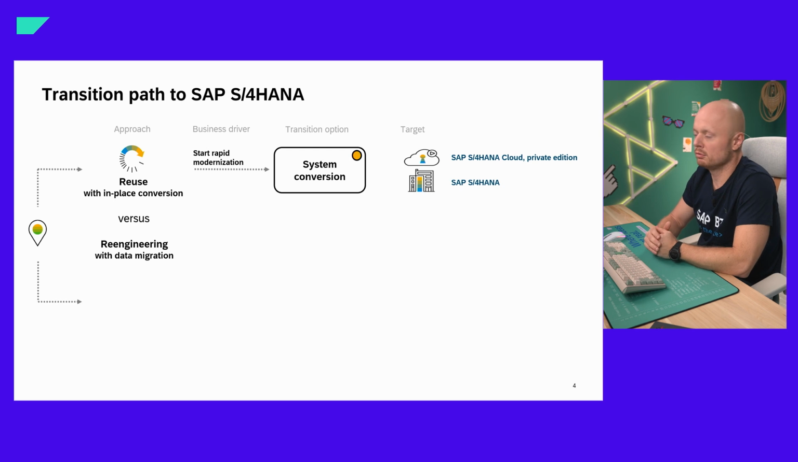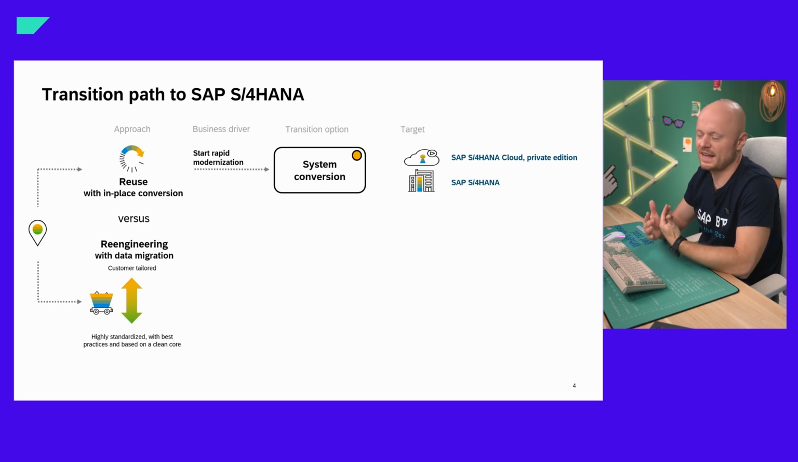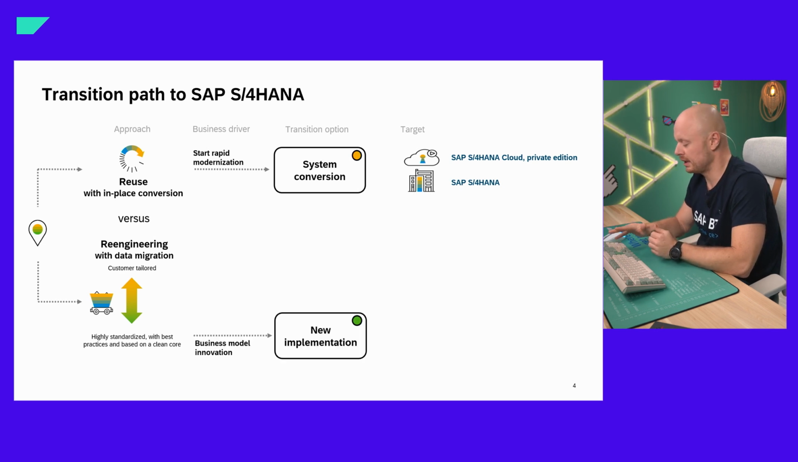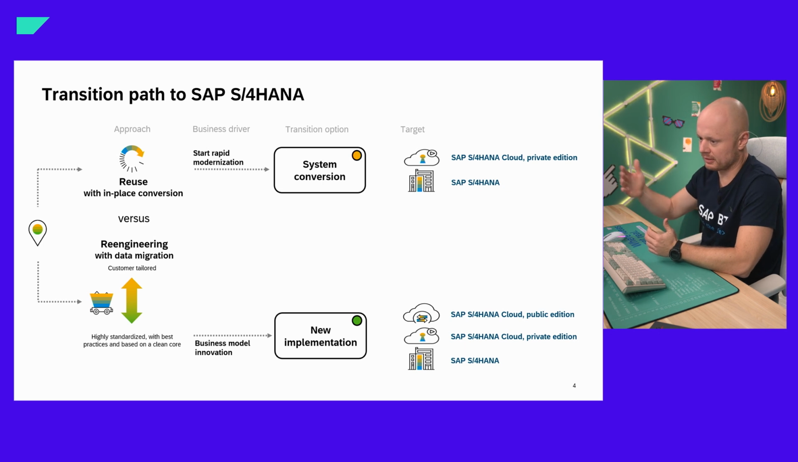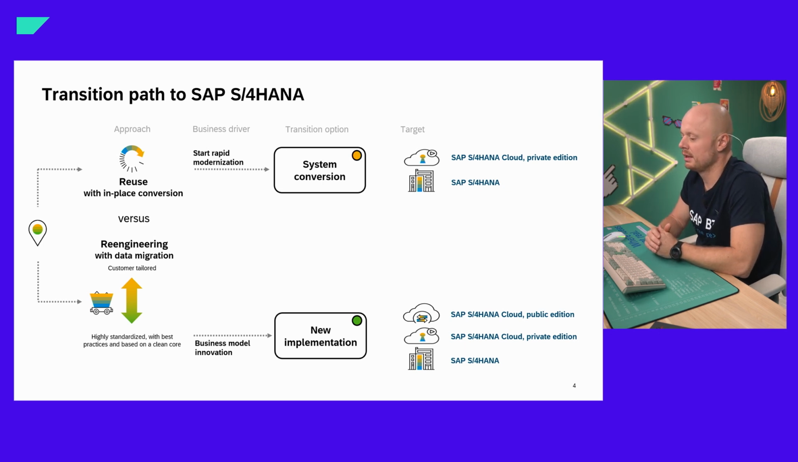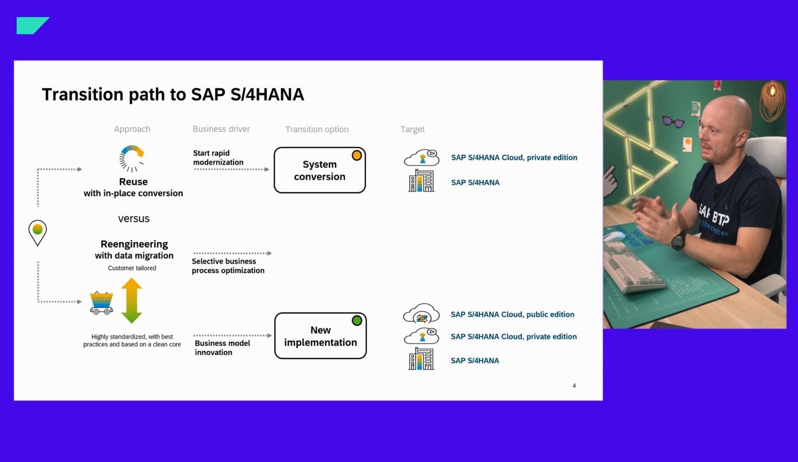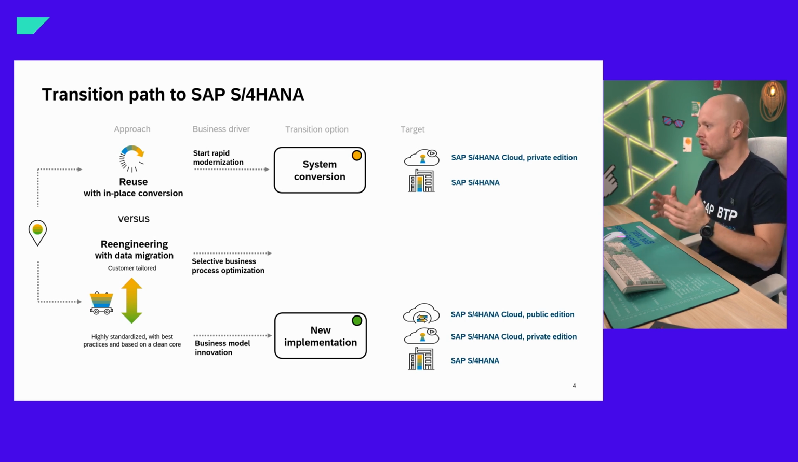If you want to do kind of re-engineering with data migration, we have actually two ways. One is highly standardized, where you also can leverage SAP best practices with a clean core. This is the so-called new implementation. And there we have, besides the S/4HANA Cloud Private Edition and the S/4HANA on-premise, also the possibility that you move to S/4HANA Public Cloud.